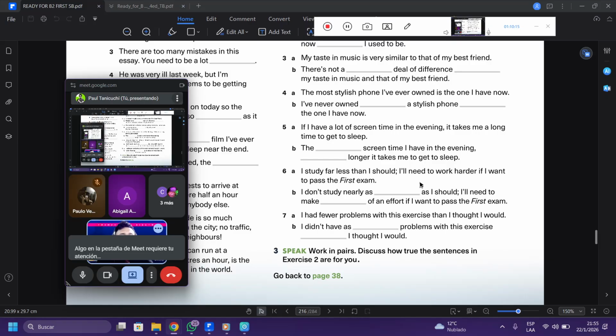Number 6. I study far less than I should. I will need to work harder if I want to pass the first exam. So I don't study nearly... as I should. I will need to make... of an effort if I want to pass the first exam. So tell me please, what are the answers?